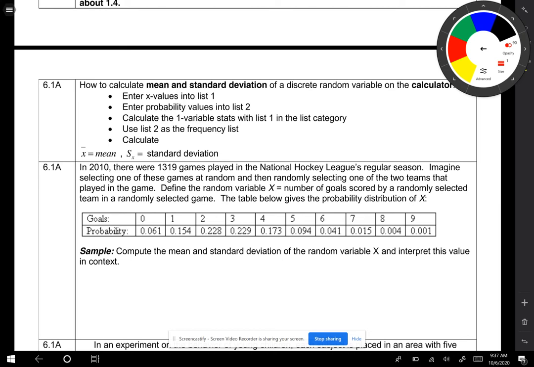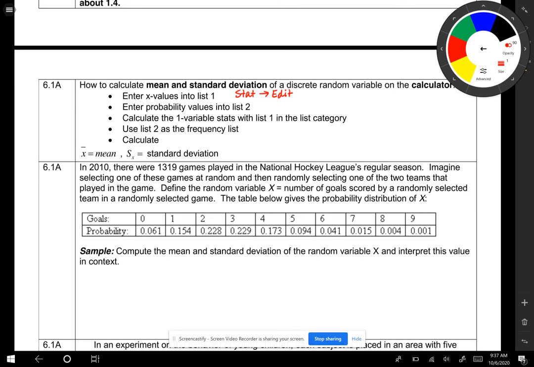Here's what you do. You enter the X values into list 1. So remember, you go to stats, edit. We haven't done this in a while, so you might want to write down the steps. Then you enter the X values into list 1 and the probability values into list 2. Then you do a one variable stats with list 1 as the list, and use list 2 as the frequency list, and then you calculate.